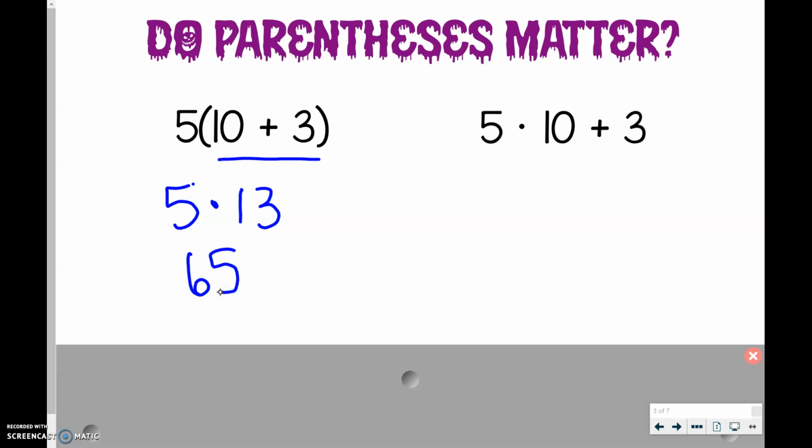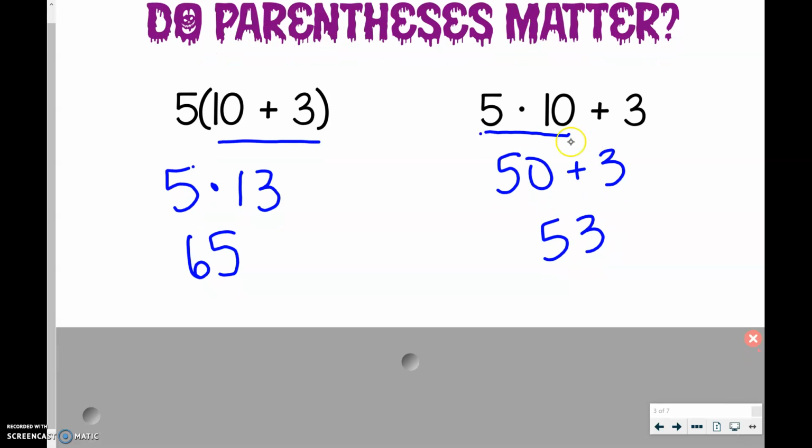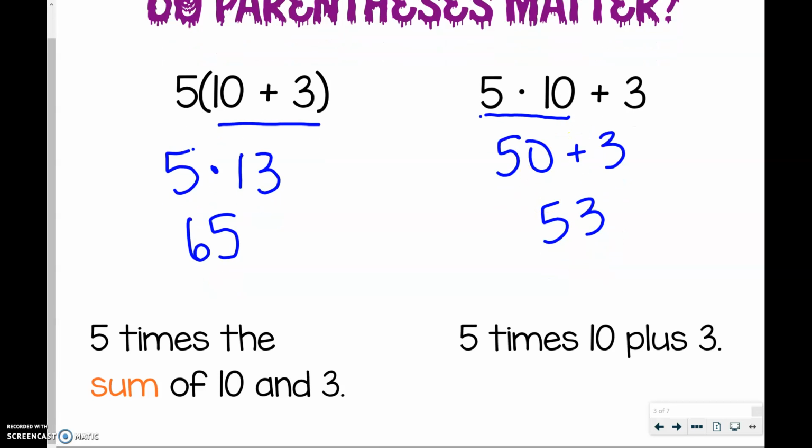Okay, so now if these expressions were the same, then our answer should also be 65 for the other expression. So let's see if that's what we get. So with this expression, I've got multiplication and addition. I don't have parentheses. So in this case, I'm going to do 5 times 10 first because multiplication comes before addition, and I get 50. And then when I add the 3, I end up with 53. So look, we didn't get the same answer. So did those parentheses matter? Yes, they absolutely did, because we ended up not having the same answer.